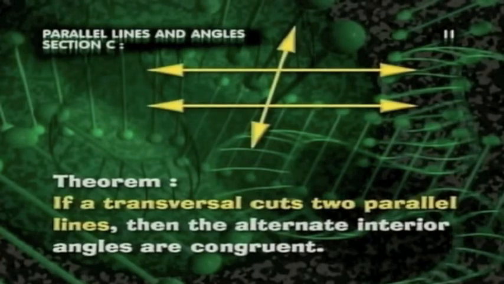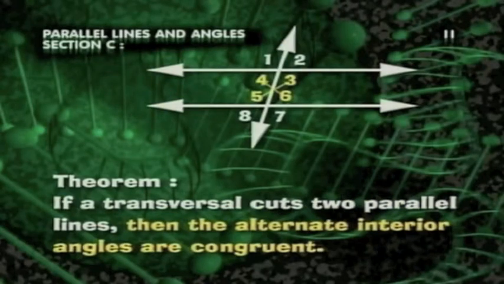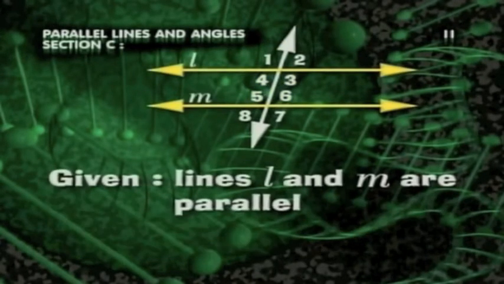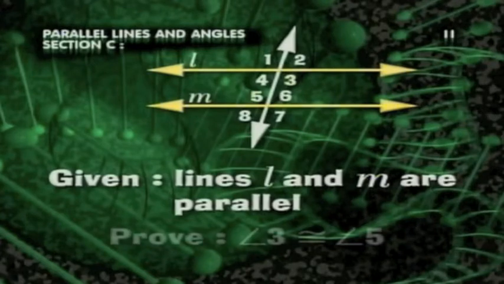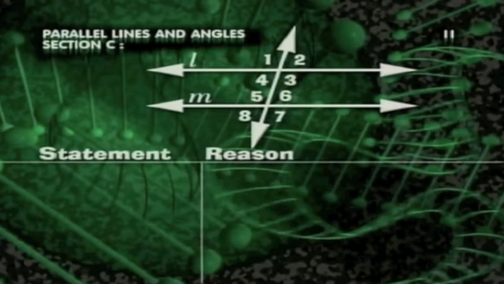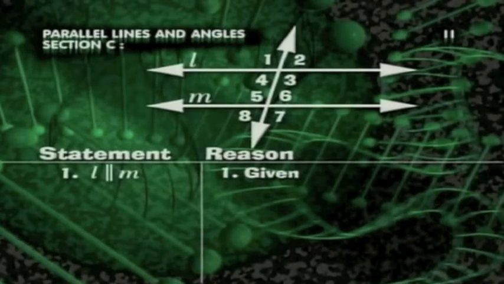The first statement was, if a transversal cuts 2 parallel lines, then the alternate interior angles are congruent. So given that the lines L and M are parallel, we'll prove that angle 3 is congruent to angle 5. Okay, let's set up our proof table. First, we state our given information.